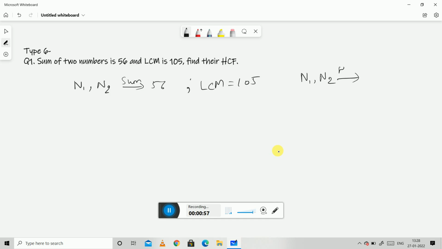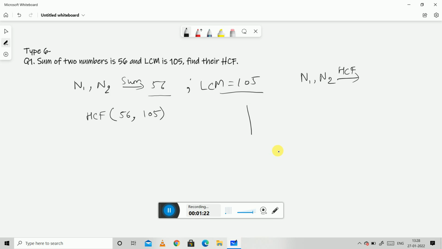So in such cases, where you are given the LCM of two numbers and the sum of the two numbers, and you have been asked the HCF of the two numbers, you simply need to find out the HCF of their sum and their LCM. That is, you need to find out the HCF of 56 and 105 over here, and that is going to be the HCF of these two numbers.